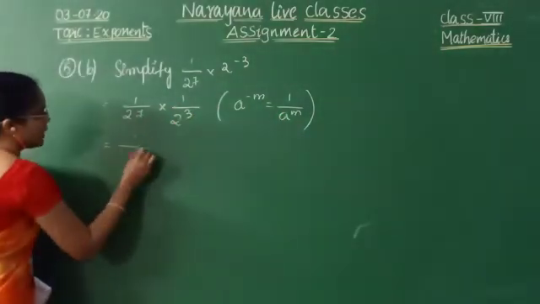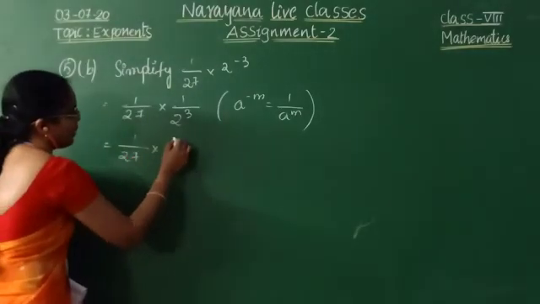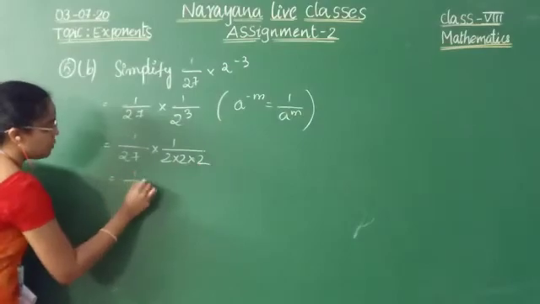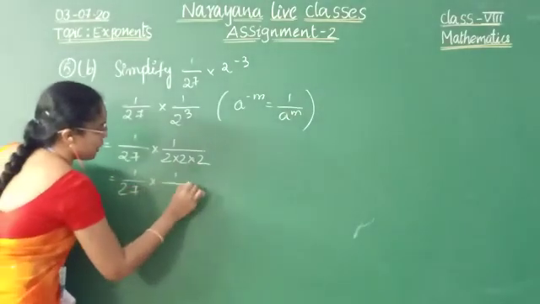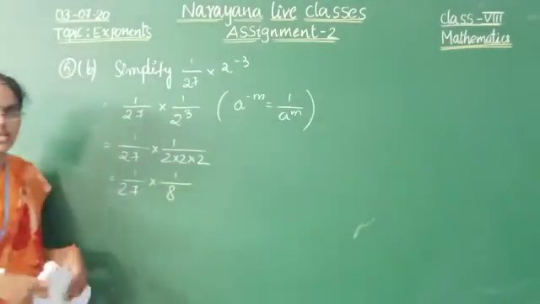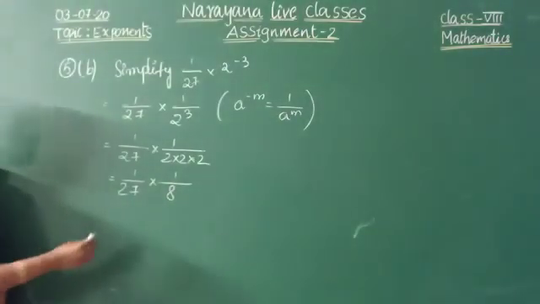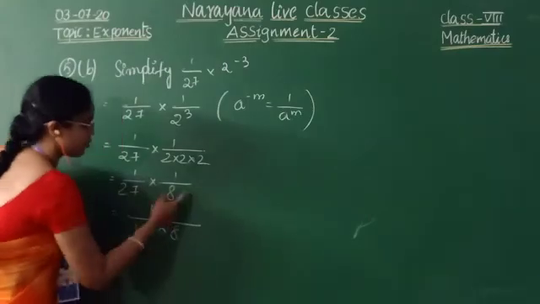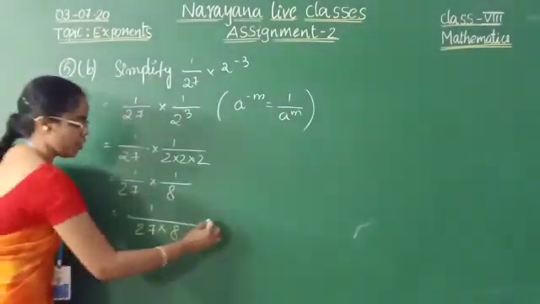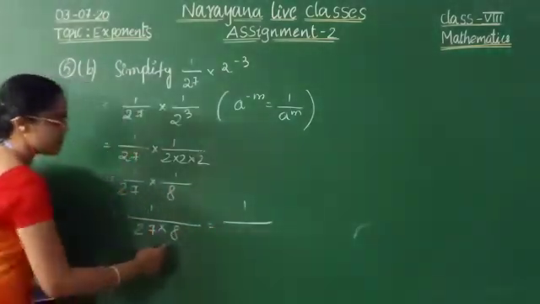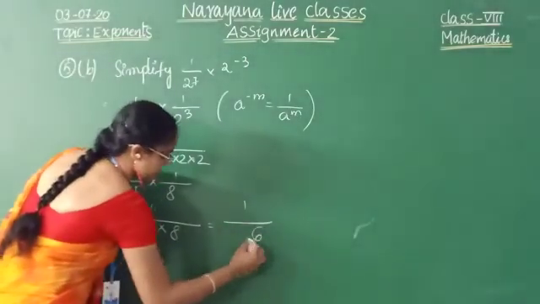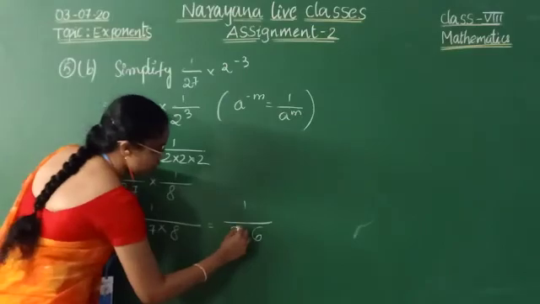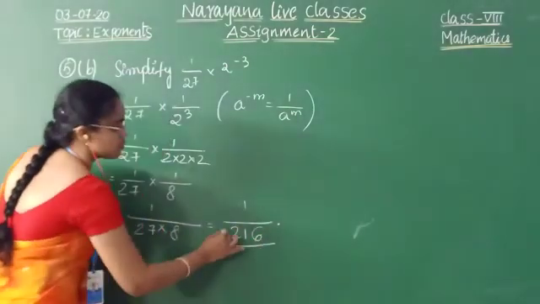So 1 by 27 into 1 by 2 cube, meaning 2 into 2 into 2, three times. 1 by 27 into 1 by 8: 2 twos are 4, 4 twos are 8. So you have to multiply these two, 1 by 27 into 8. Why? Because the product of two fractions is the product of numerators by the product of denominators, which is 1 by 27 into 8. 7 eights are 56, 2 eights are 16 plus 5, 216. So the answer is 1 by 216.